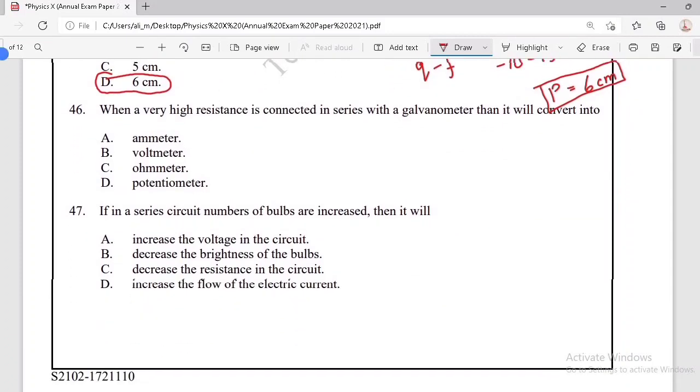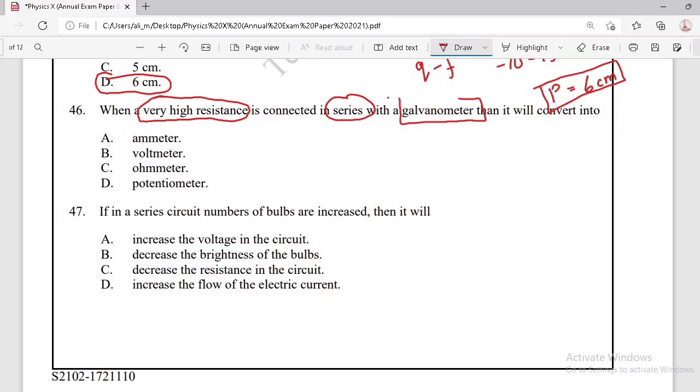Let's see our next two questions. When a very high resistance is connected in series with a galvanometer, this galvanometer is converted into a voltmeter. Let's say we have this galvanometer, and if we connect a very high resistance, let's say RH, this galvanometer now converts into a voltmeter.